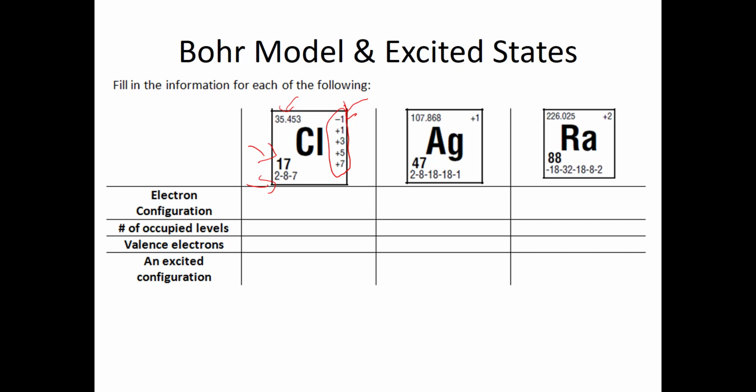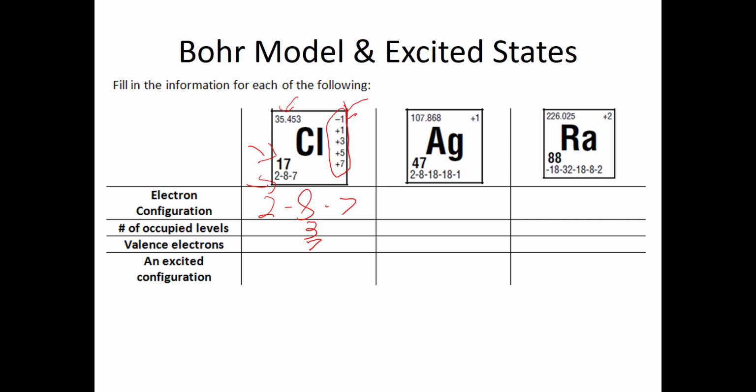So back to electron configurations, we're just going to copy this down. We have 2-8-7. The number of occupied levels we know is going to be 3: 1, 2, 3. Valence electrons. When we look at valence electrons, we have 7 valence electrons.